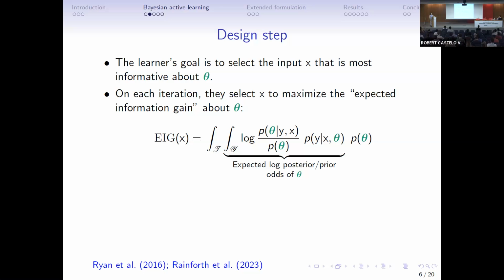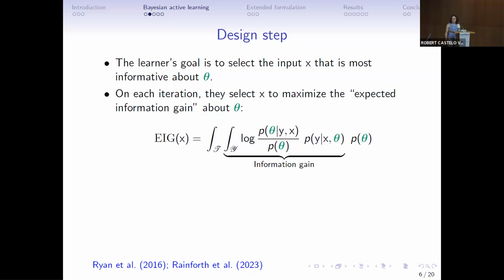Basically, how much does your posterior believe in theta after seeing some data versus before? Hopefully this strikes you as a reasonable measure of the amount of information you've gained about theta. Of course, you're the learner, you don't know the value of theta, so you take an expectation with respect to your prior. Now you have the expected information gain.